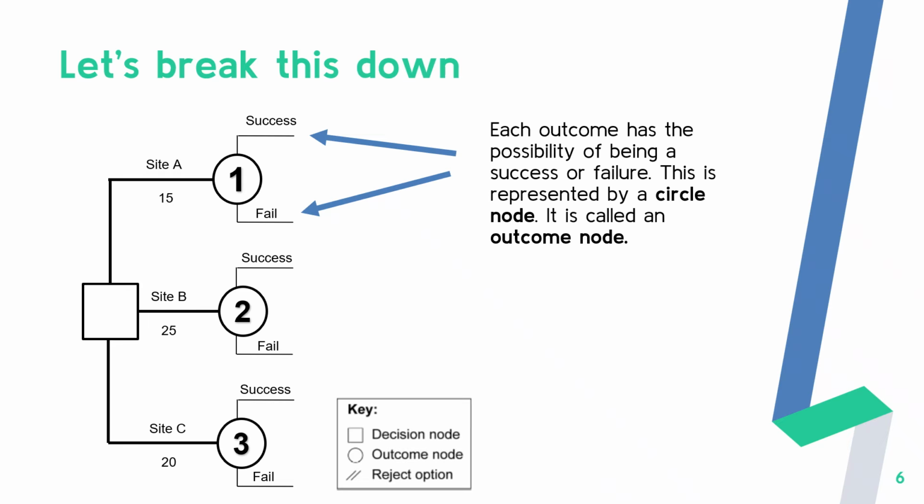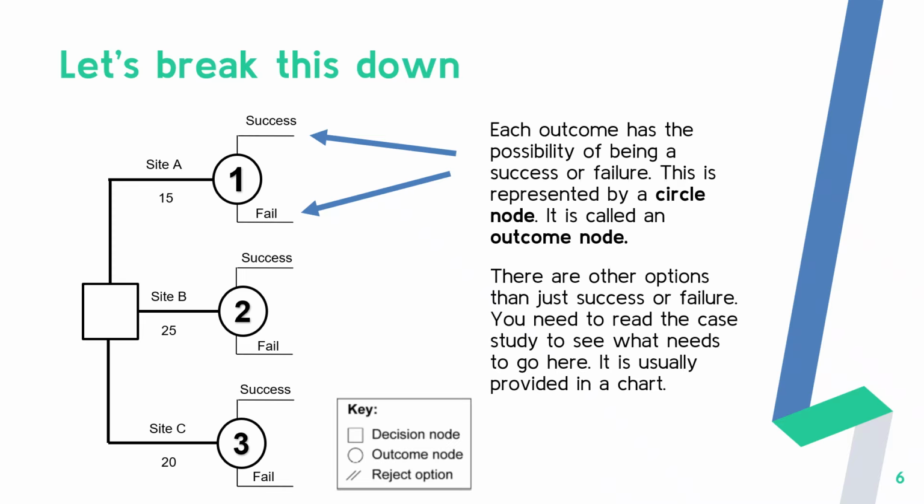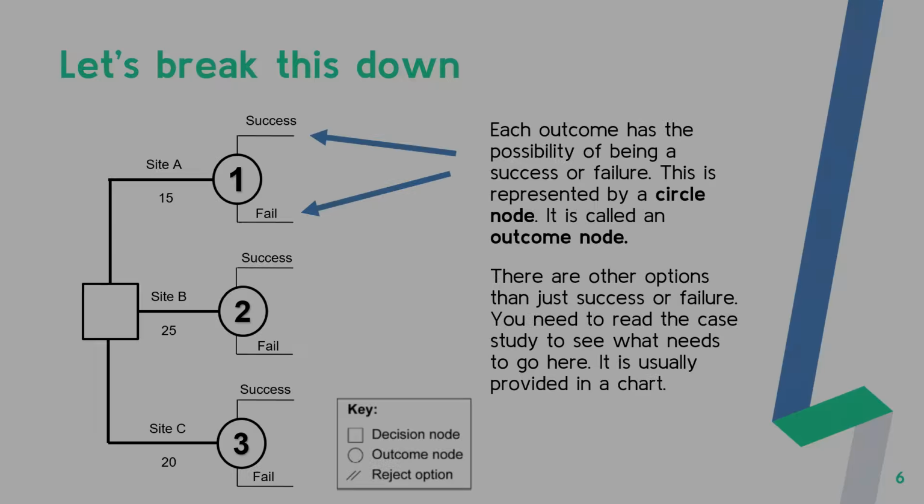Success and failure lines need to come off from each of our options for site A, site B, and site C, or you can refer to them as 1, 2, and 3. Again, remember that in this case there's just success and failure, but there might be 3 options if you had a more complex case study.